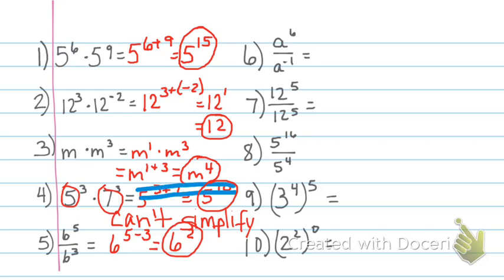For number 5, 6 to the 5th power divided by 6 to the 3rd power. Now we're using the quotient rule. So you're going to subtract the exponents. So you have 6 to the 5th minus 3rd, 5 minus 3, and that equals 6 squared. You could definitely continue that on and say 36.